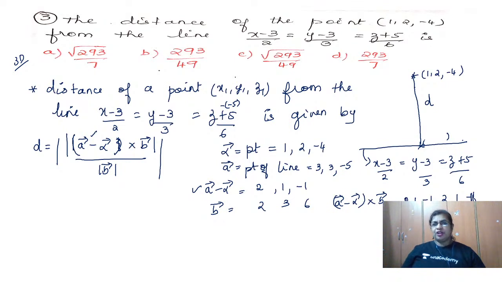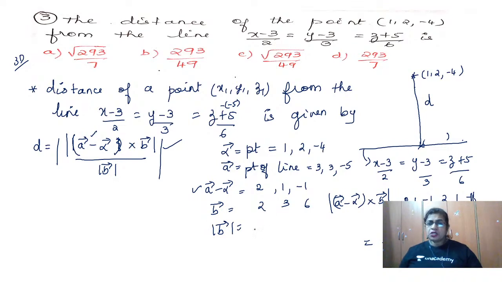But cross product is a vector and the distance cannot become a vector, so find its magnitude. So the magnitude of this is nothing but square root of 9 square 81, 14 square 196, 4 square 16. So when I add up, I'm getting root of 293. So the numerator is done. Next I want the magnitude of b.